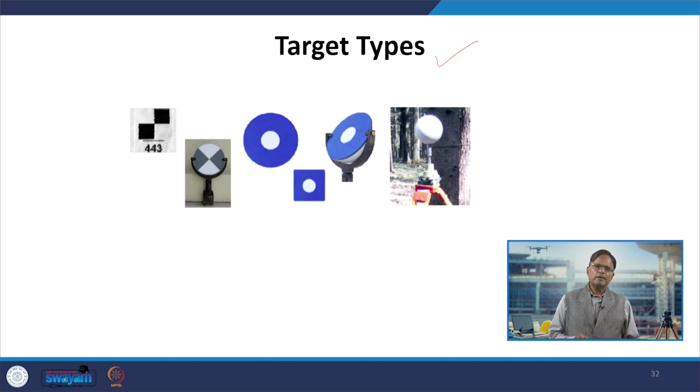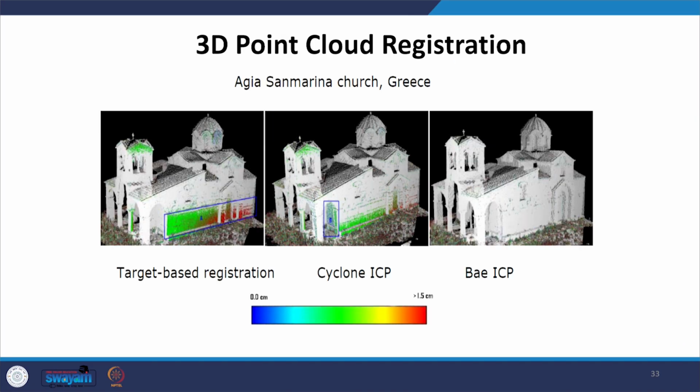We have to decide the commanding locations where these targets are fixed before we actually collect the data from the UAV. And for georeferencing and registration purposes, the 3D point cloud data is used. Several software can be used. So, this is target based registration, which is done by Cyclone software or ICP software of a building.